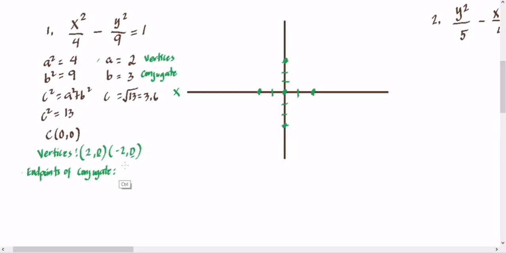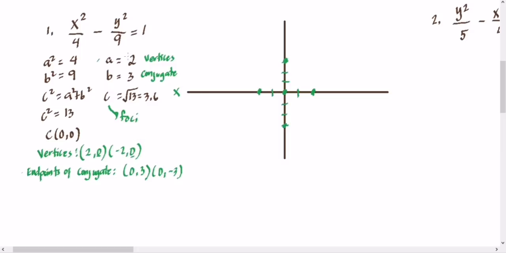So, now 0 naman yung x. So, 0, then the value is 3. Then the other one is 0, negative 3. Next, ito namang C. Ang tawag naman natin sa C yung foci o dalawang focus.